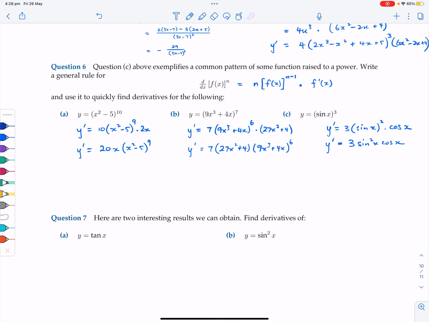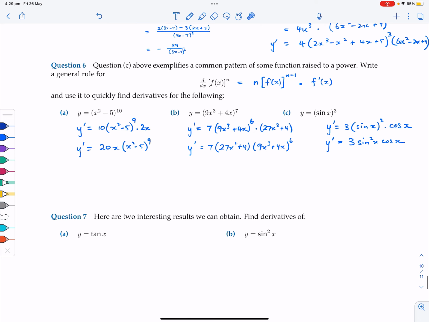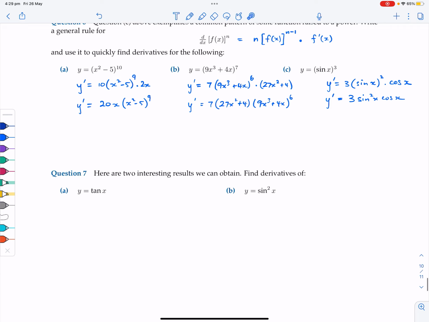Okay, so you can see that I was able to get the derivatives of these quickly without going through any explicit chain rule setting, because I'm recognizing that it's a function to a power. So the power, 1 minus the power, the original and the derivative. You get the hang of it with practice. This counts as easy questions.